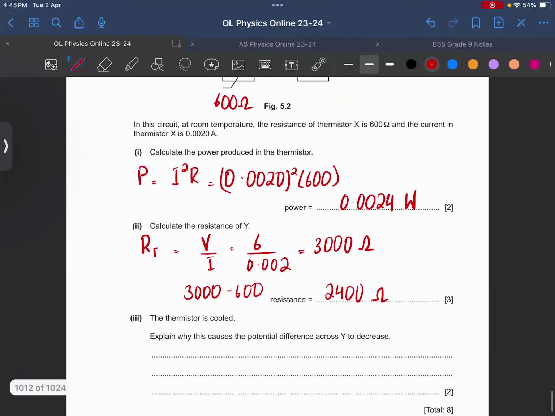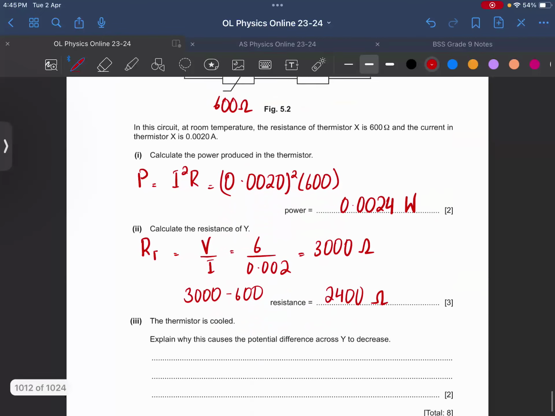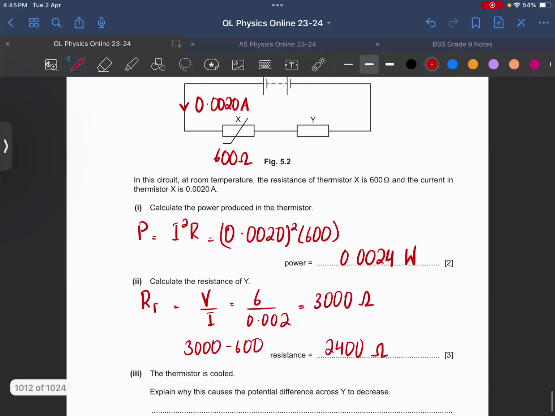Okay? The thermistor is cooled. Explain why this causes the potential difference across Y to decrease. The thermistor has been cooled, so it's asking why the potential difference decreases. Again, you have 2-3 ideas of reasoning here. You guys know how much I love the voltage divider rule. That's what I'm going to take in this question. So yeah, I'll go with that approach.